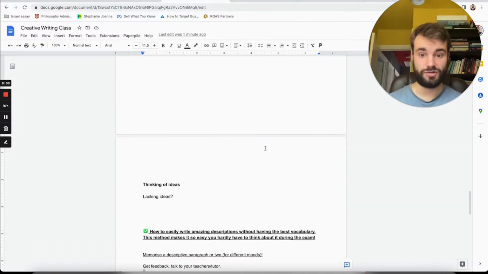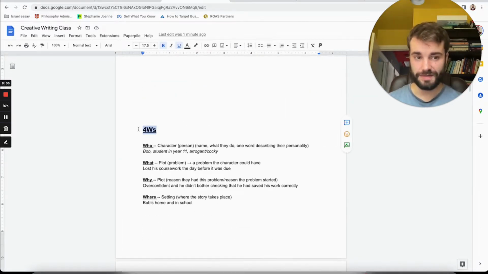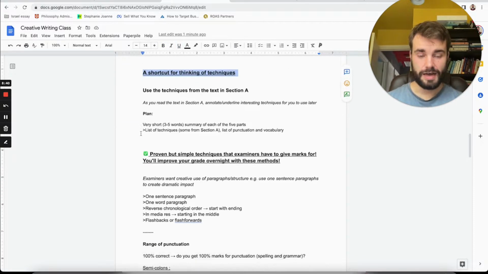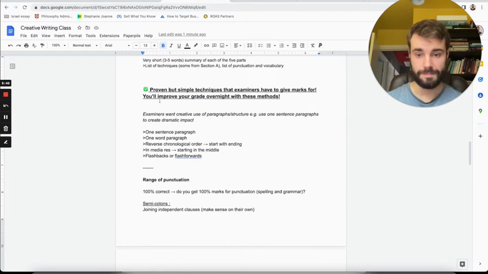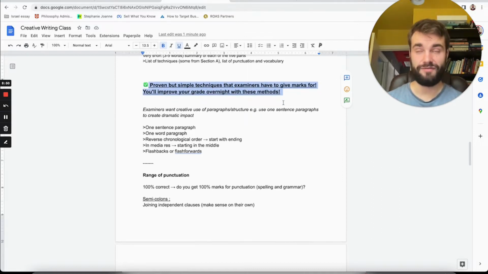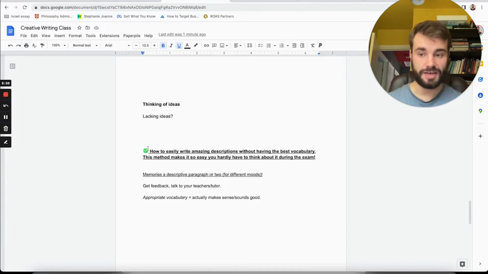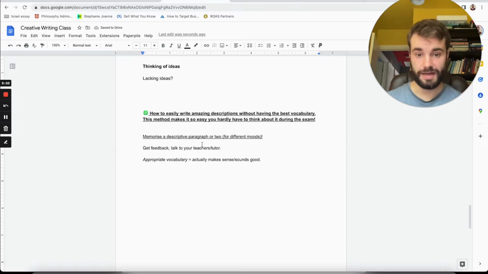So those are my 3 tips. To recap, number 1, an easy 4-step formula, the 4 W's. It lets you think of ideas in 2 minutes or less. Number 2, a shortcut for thinking of techniques. That's part of number 1. You can use that shortcut to think of techniques by using the techniques from section A. Number 2 is a proven, simple method that examiners have to give marks for, and they have to give marks for using structure, such as a 1-sentence paragraph, and for using a range of punctuation like colons and semicolons. And point 3, how to easily write amazing descriptions. The way you do that is by memorizing a descriptive paragraph you can use in the exam.